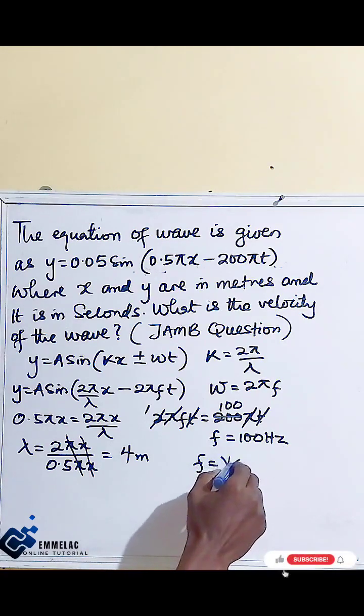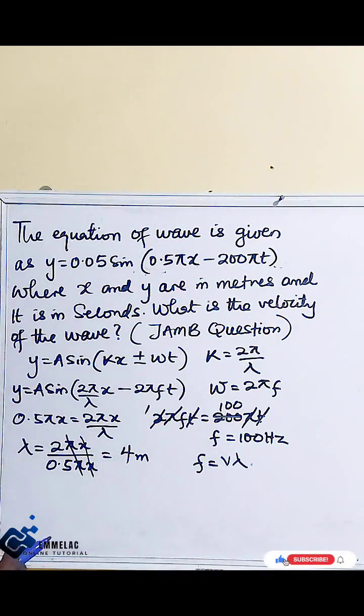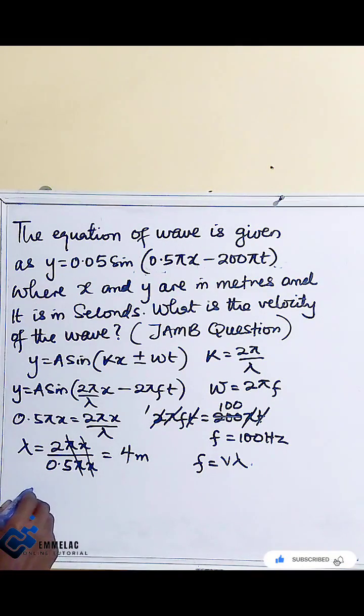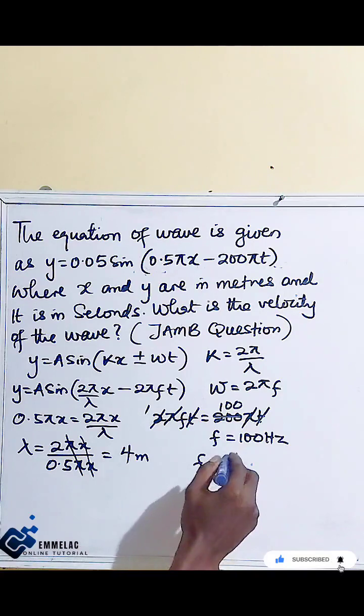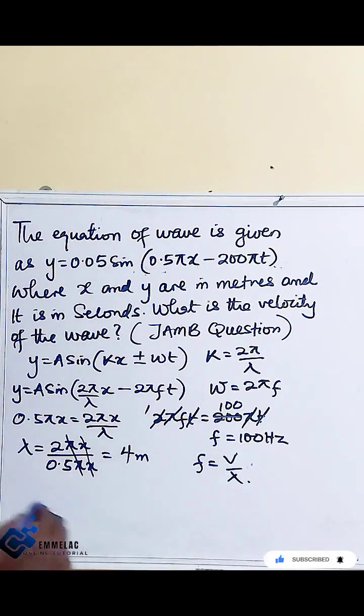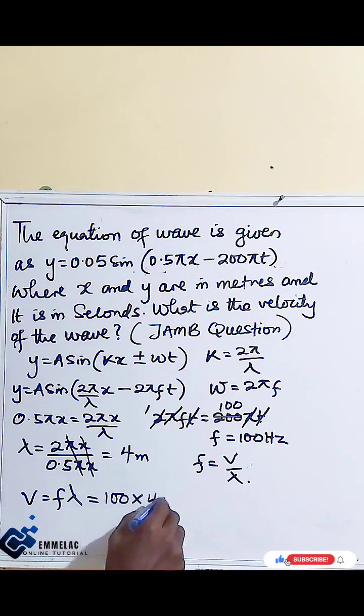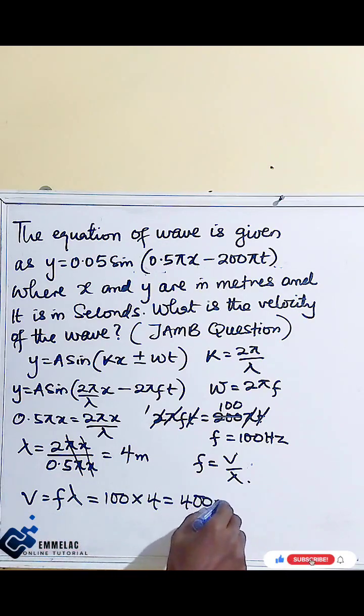Then we know that frequency equals velocity over lambda, making velocity the subject of the formula. We have velocity equals frequency times lambda, which will give us 100 times 4 to give us 400 meters per second.